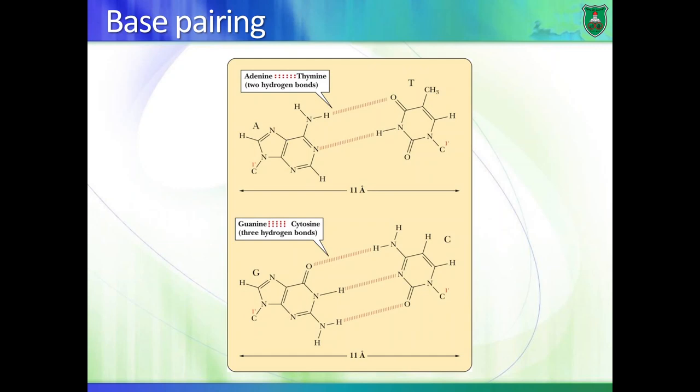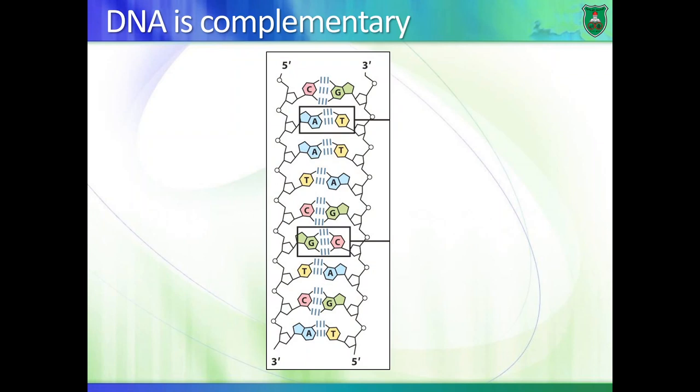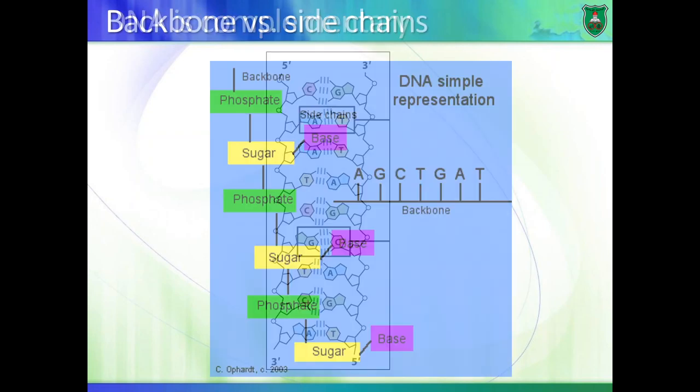So you don't have to memorize this drawing right here, but just to emphasize that the base pairing between A and T is via two hydrogen bonds versus three hydrogen bonds between G's and C's. We say that DNA is complementary. That is, whenever you have an A, there is a T opposite to it. Whenever you have a G, there is a C opposite to it, and so on. Okay? So they complete each other.